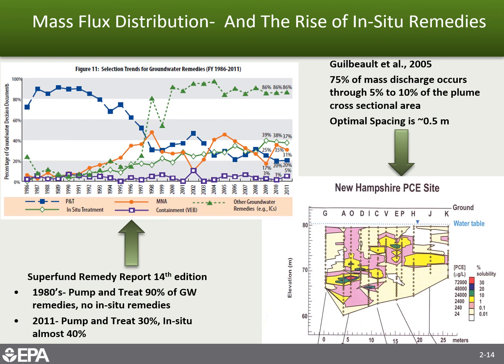Now think about that. That is profound. What that means is that most of the mass that is moving into and causing us issues with our receptors is moving across a very small cross-sectional area, 5 or 10% of the cross-sectional area. So if we have high-resolution site characterization tools to identify those zones, those 5 or 10% of the cross-sectional area where most of the mass is moving or being discharged, then those are the areas that we can much better target with targeted in situ remedies.